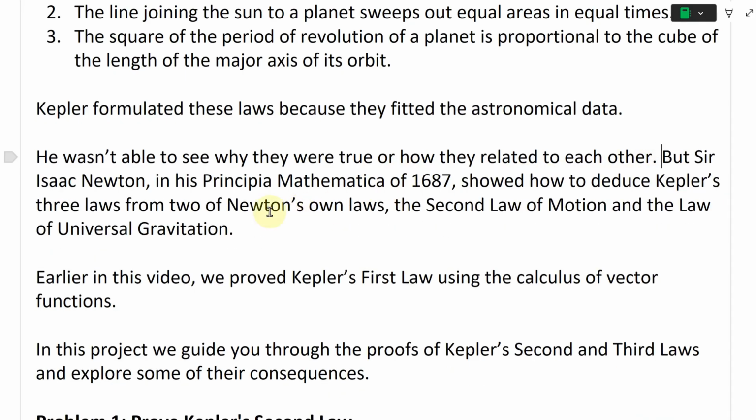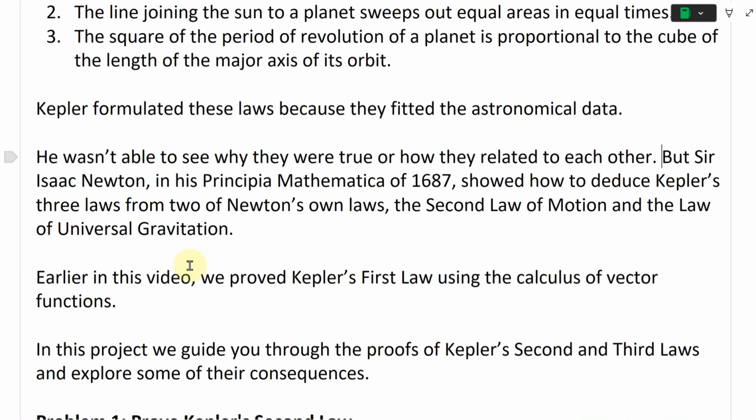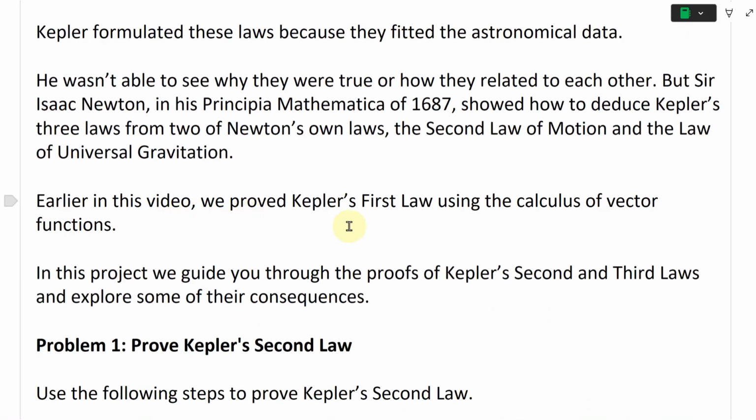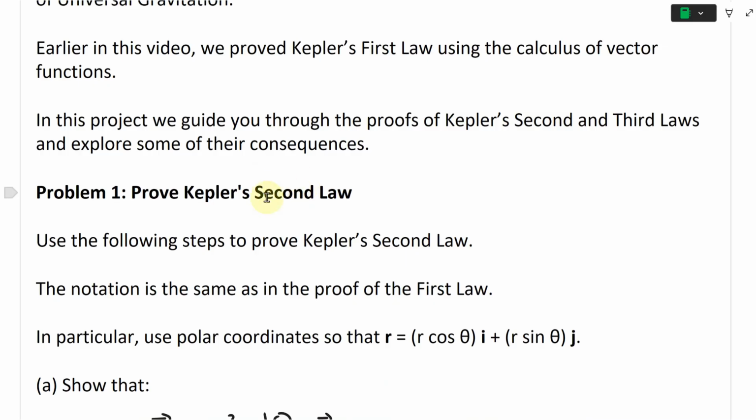Newton, in his famous book Principia Mathematica of 1687, showed how to deduce Kepler's 3 laws of orbital mechanics from 2 of Newton's own laws, which are the second law of motion and the law of universal gravitation. So earlier in this video, we proved Kepler's first law using the calculus of vector functions. In this applied project, we guide you through the proofs of Kepler's second and third laws and explore some of their consequences. All right, and there's going to be, I think, 4 problems.